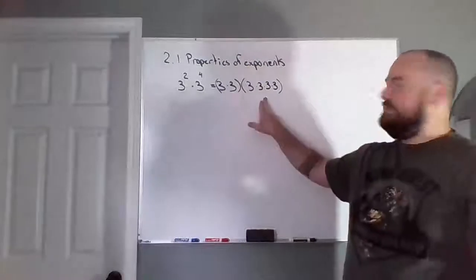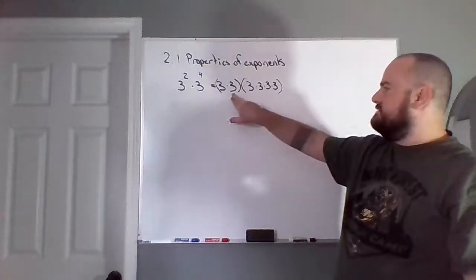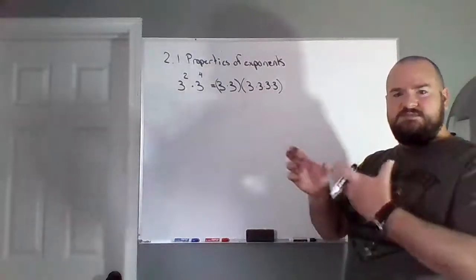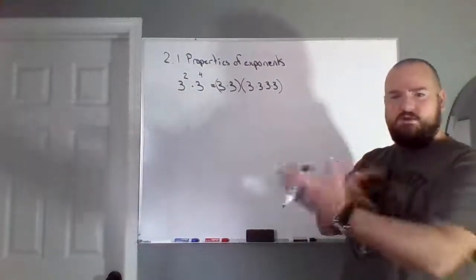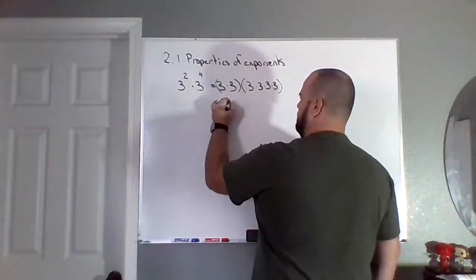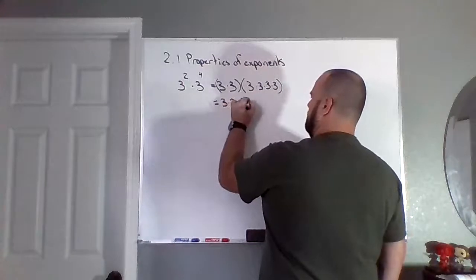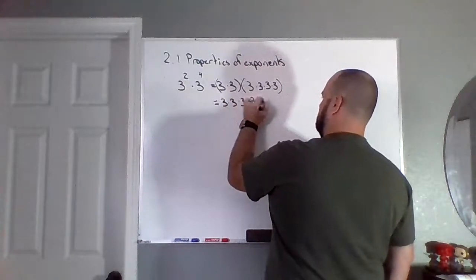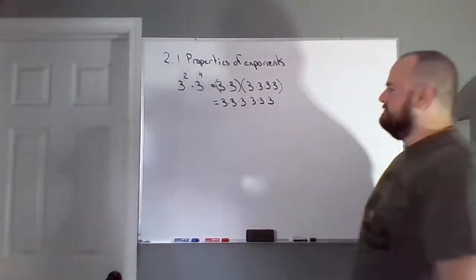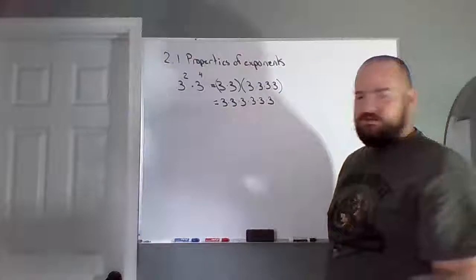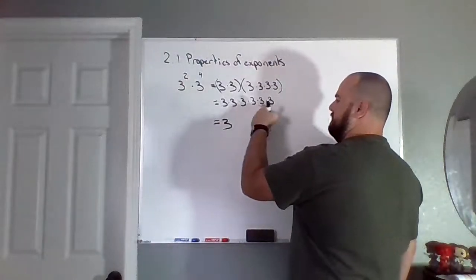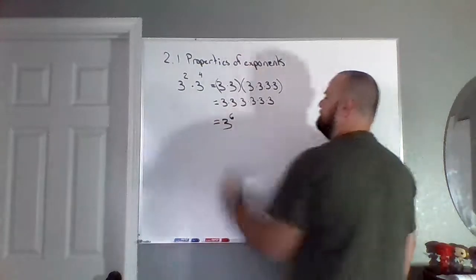So I have my 3 squared and my 3 to the 4th. But I just have 3 times 3 times 3 times 3 times 3 times 3. So I don't need parentheses, right? Because parentheses tell me I have to do this first and this first. But we know with multiplication, it doesn't matter what order we do it in. So I can actually just write this as 3 times 3 times 3 times 3 times 3 times 3. Okay, well, we know what that is. That's the definition of exponents, right? That's just 3 to the 1, 2, 3, 4, 5, 6. That's 3 to the 6th power.